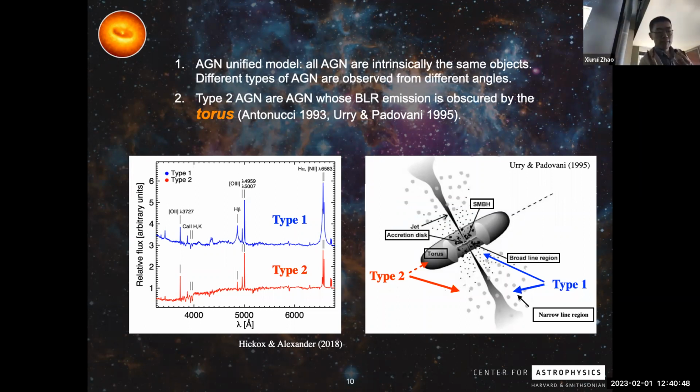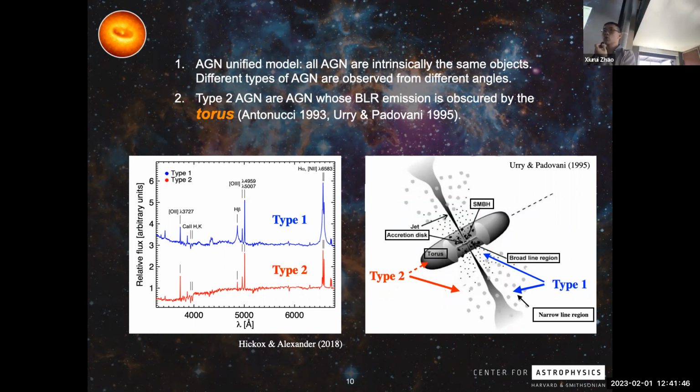In the 1990s, people proposed the AGN unified model, which assumes that all AGN are intrinsically the same kind of object, and different types of AGN, type 1 and type 2, are observed from different angles. Type 2 AGN, where you don't see the broad emission lines, are those AGN whose broad emission line region is obscured by the dusty torus. The figure on the right is a sketch of this unified model: in the center you have the supermassive black hole and the accretion disk, and outside the accretion disk there are clouds or clumps of gas that can be ionized and produce emission lines like what you see in the optical spectrum.